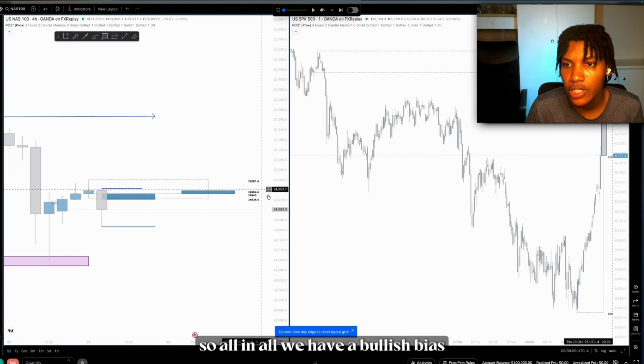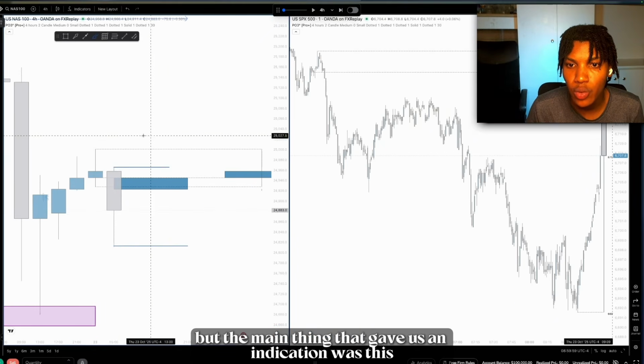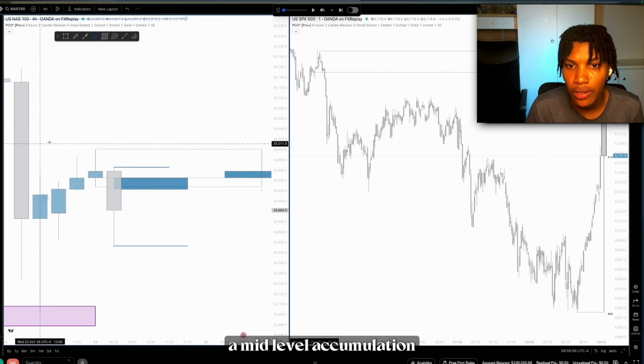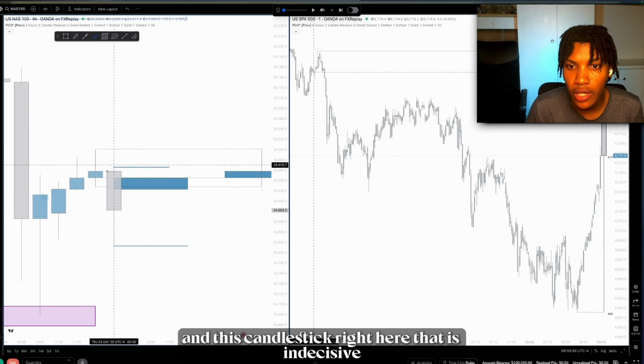So all in all, we have a bullish bias, but the main thing that gave us an indication was this mid-level accumulation and this candlestick right here that is indecisive.